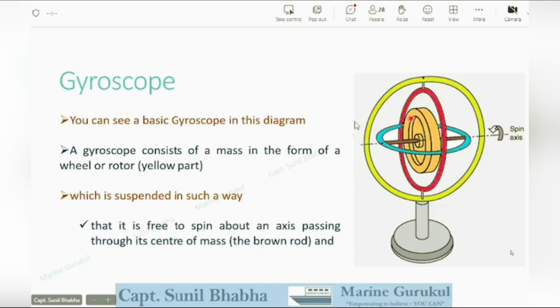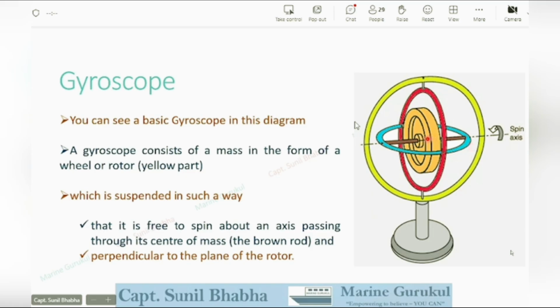You can see that it is suspended in such a way that it is free to spin about an axis passing through its center of mass. You can see there is a brown color rod which is passing through this rotor, and this brown color rod is connected to this blue color ring. Now this brown color rod is connected to the blue ring by way of ball bearings, and these ball bearings allow the rotor to spin about the spin axis. You can see this is mentioned in the diagram also. The rotor can spin around the spin axis clockwise or anti-clockwise because of these ball bearings.